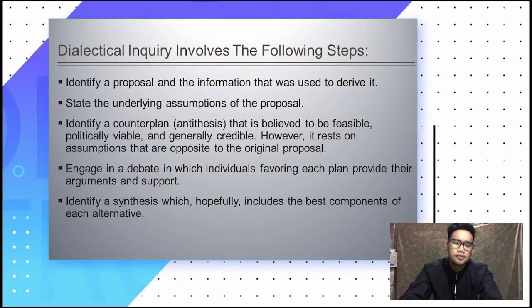Dialectical inquiry involves the following steps. First, identify a proposal and the information that was used to derive it. Second, state the underlying assumptions of the proposal.